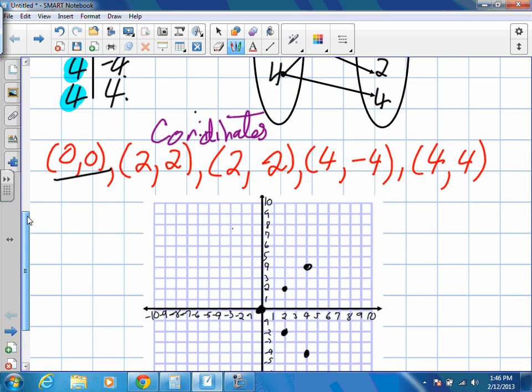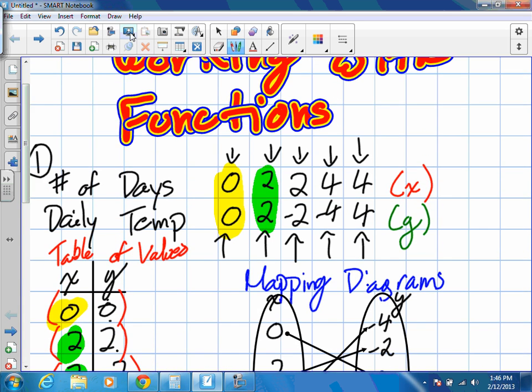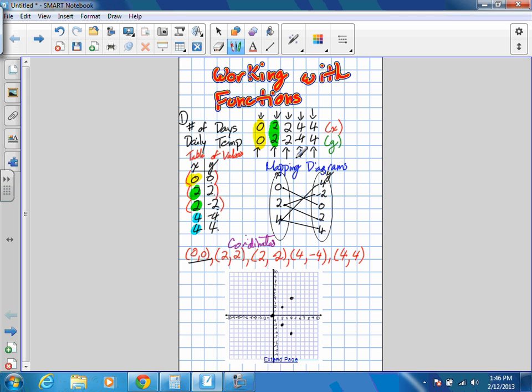So all we've done is represent these coordinates 4 different ways. Let's recap quickly. We used a table of values to represent them, a mapping diagram, coordinates, and by graphing. There are 4 different ways we went about representing all of these.